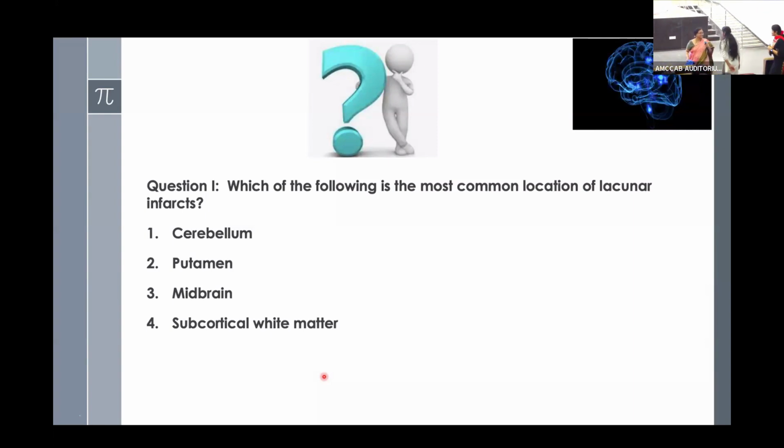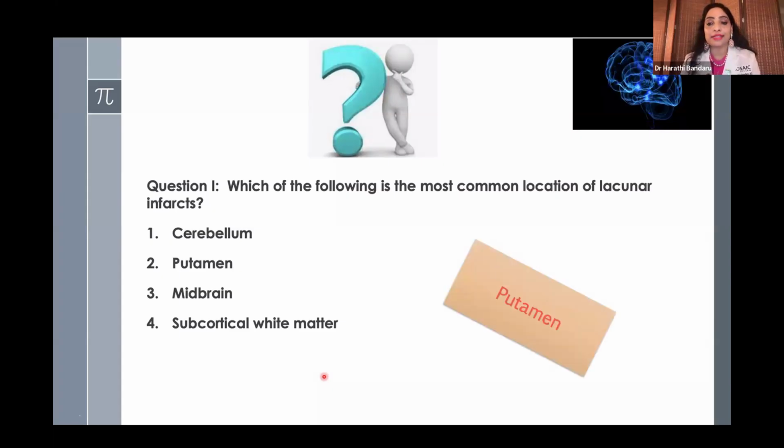What's your name? Prashant, you're from 2K21 or 22 batch? 21 batch. Hurry, take photo. Okay, Harathi. Yeah. Congratulations.